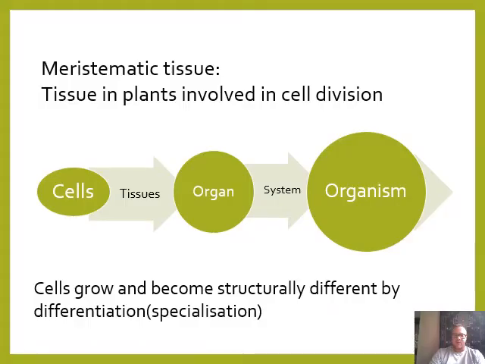Right, so let's just remind you that meristematic tissue in plants is involved in cell division, and then many cells make a tissue, many tissues make an organ, many organs make a system, and many systems make an organism. So cells grow and become structurally different by differentiation. Remember, differentiation is when cells get given a job, and that job is then stuck with them for the rest of their lives, and they will not alter from that unless humans mess around with them, which we do. So we can actually take some of the permanent tissues and turn them back into a meristematic-like cell.